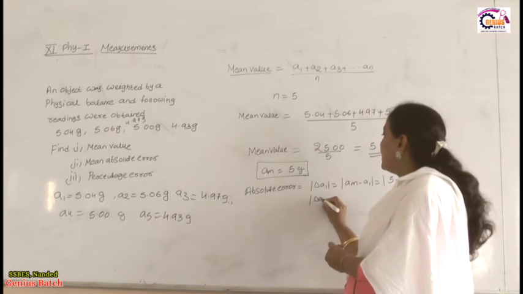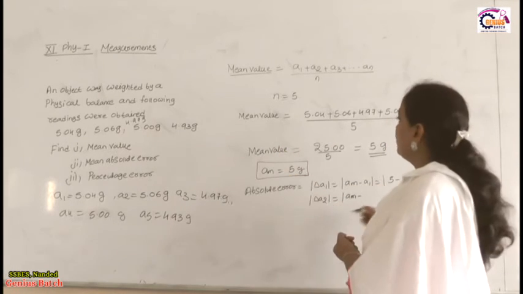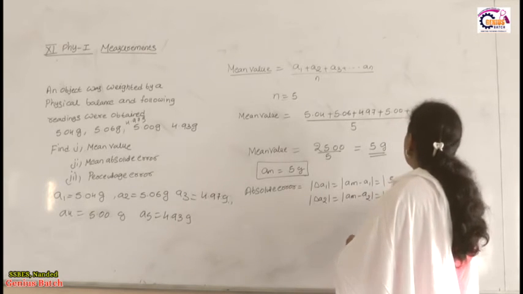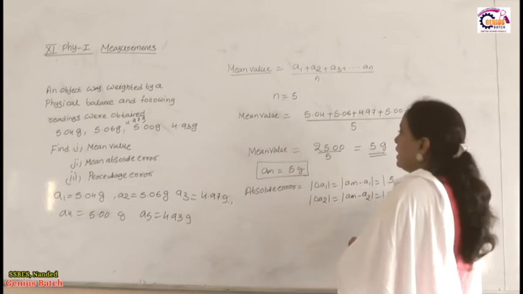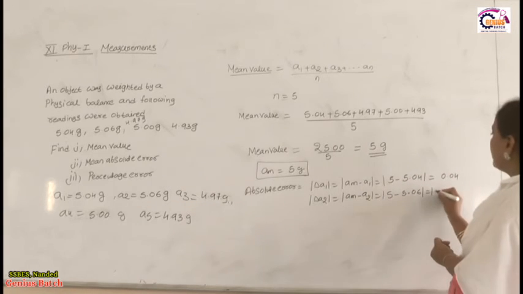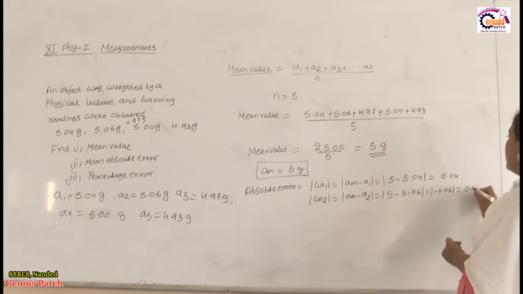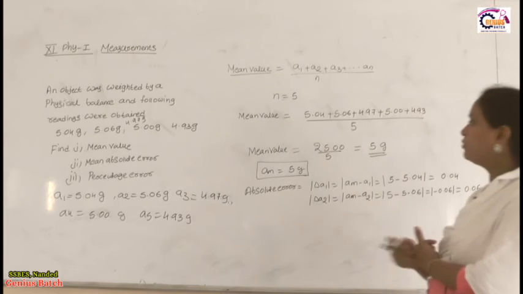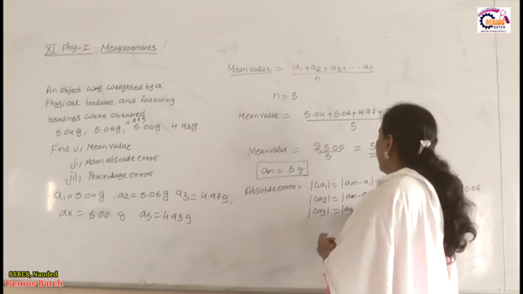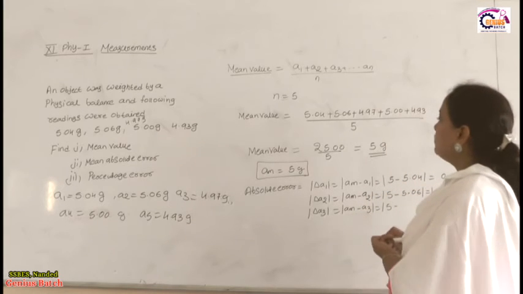Similarly, for the second one, delta A2 is equal to AM minus the second individual value. That is 5 minus 5.06. When you take the magnitude, you get minus 0.06, but when you ignore the sign, it becomes 0.06. Now the third value: delta A3 is equal to AM minus A3, that is 5 minus the third value.